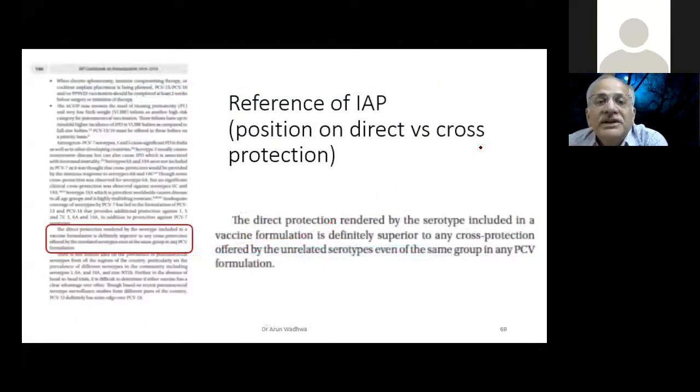Even our IAP textbook of vaccinology, I've taken a screenshot from there, says that direct protection rendered by the serotype included in a vaccine formulation is definitely superior to any cross protection offered by the unrelated serotypes, even of the same group of the PCV formulation.